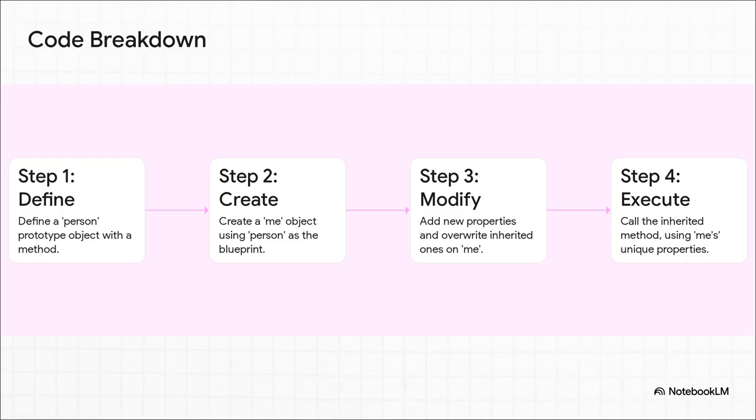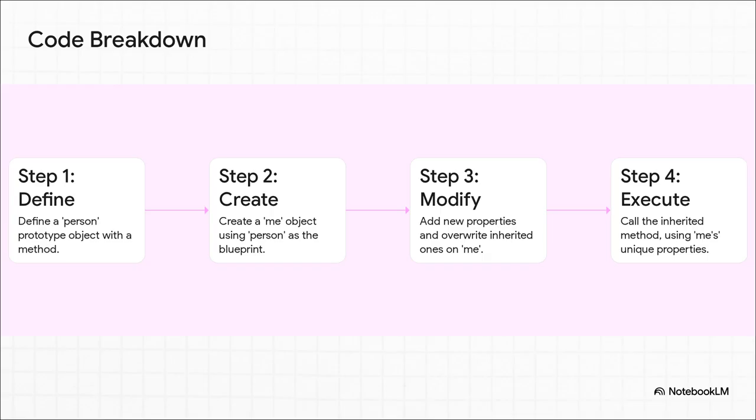Then, in step 2, we use our new tool, Object.create, to build a new object called me from that person blueprint. Now, right at this moment, me is basically an empty shell, but it has this invisible link back to person. Step 3 is where we customize it. We give me its own properties, like a name, and we even overwrite that isHuman property. And then, the final step, step 4, we call the printIntroduction method on our me object.